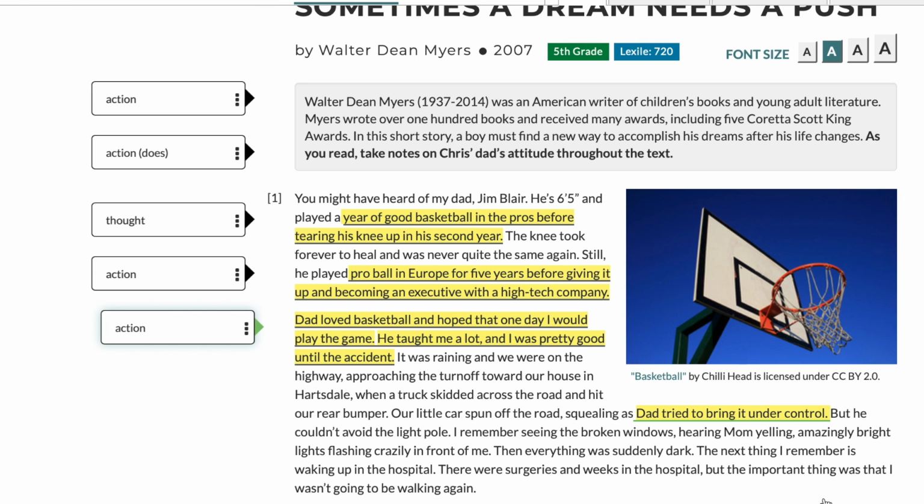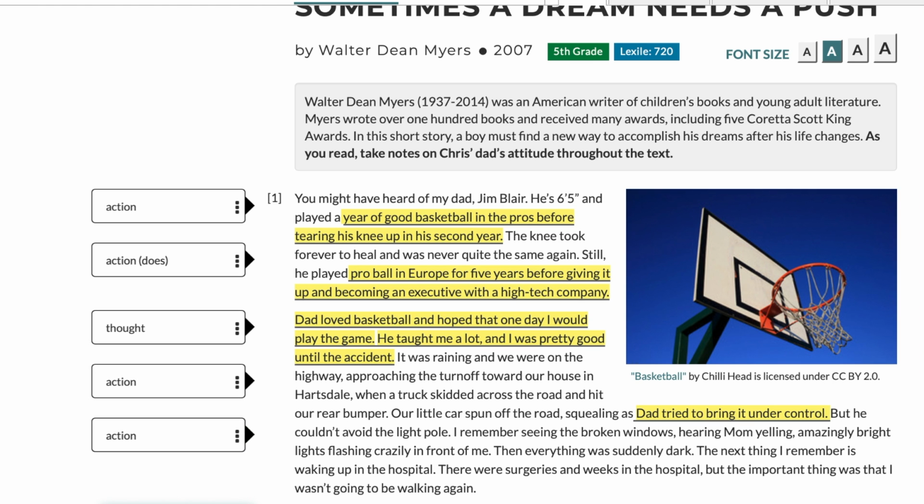"I remember seeing the broken windows, hearing Mom yelling, amazingly bright lights flashing crazily in front of me. Then everything was suddenly dark. The next thing I remember is waking up in the hospital. There were surgeries and weeks in the hospital, but the important thing was that I was not going to be walking again. I didn't like the idea, but Mom and I learned to live with it. Dad took it hard, real hard. He was never much of a talker, Mom said, but he talked even less since I was hurt."